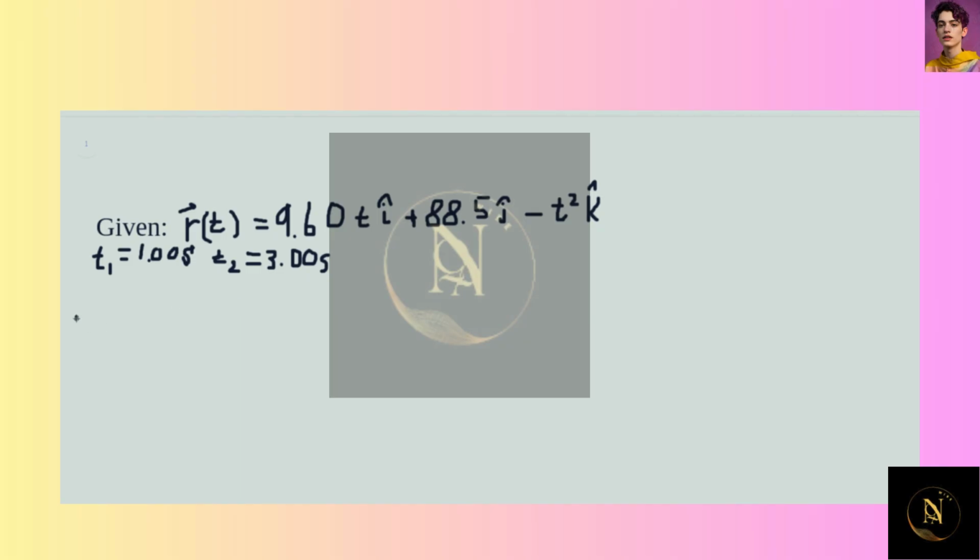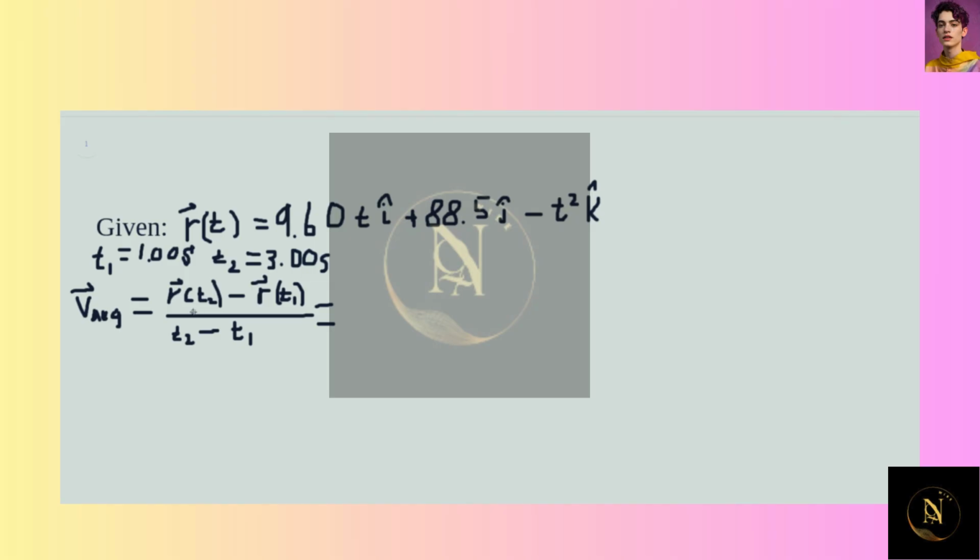Okay, so the average velocity, which we'll write as v average, is a vector that is calculated as r of t2 minus r of t1, divided by t2 minus t1. Okay, let's go ahead and calculate that.